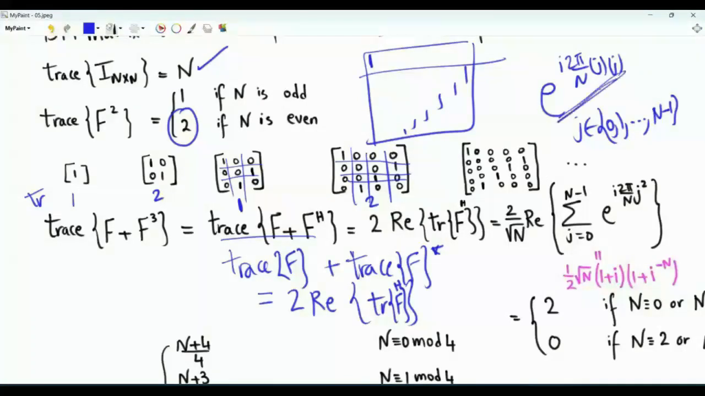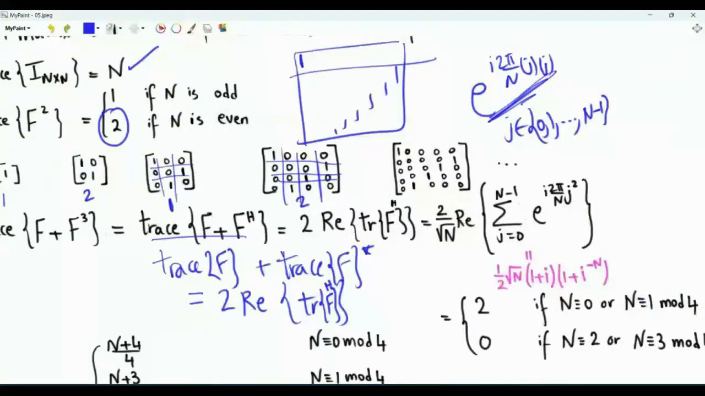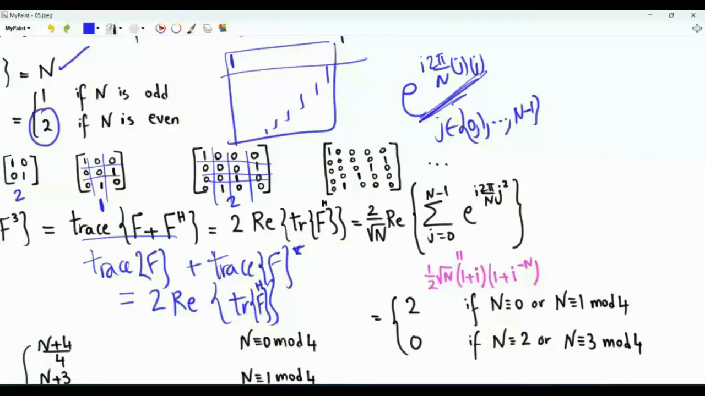The trace specifically is the sum of those over square root n. This is the Gaussian sum done in a previous video, and it is equal to 1/2 square root n times 1 plus I times 1 plus I to the minus big N. If n is divisible by 4, then I to the power minus n is equal to 1. And what we have here is square root n times 1 plus I. The real part is square root n. We multiply by 2, divide by square root n, we get 2. If n is 1 mod 4, then this is 1 minus I.